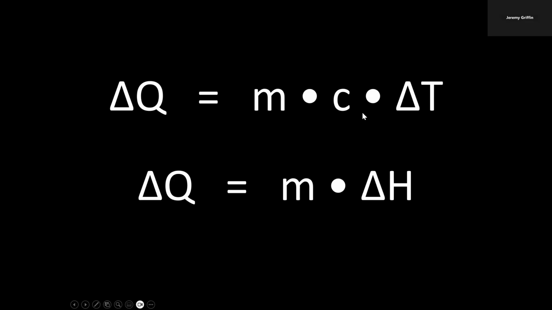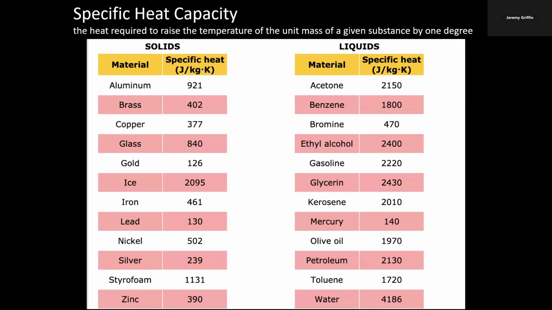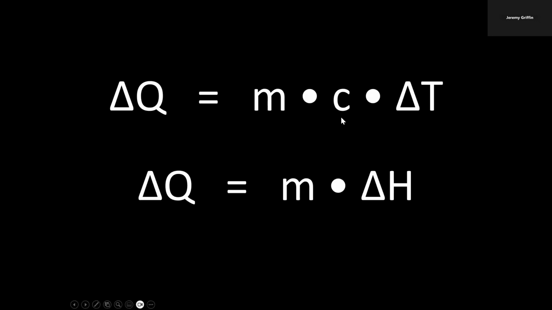Now, one final character. You see the C right here? That's specific to the material. It's called specific heat capacity. So C, specific heat capacity. I'll come down to this other equation later.